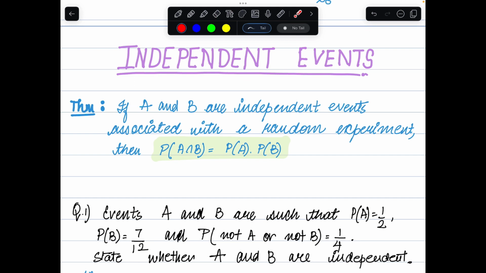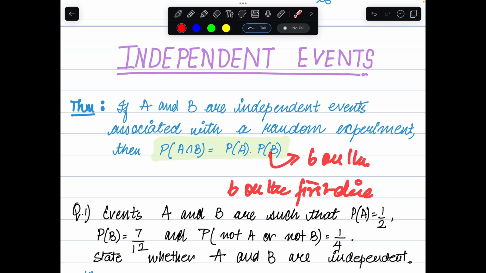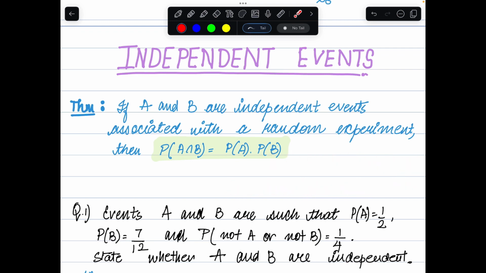Let us consider the random experiment to be rolling of 2 dice. So here, rolling 2 dice. Let A be the event of getting 6 on the first die, and B be the event of getting 6 on the second die. Now, when you roll 2 dice, does it anyhow affect the occurrence of 6 on the first die and the occurrence of 6 on the second die? No. So, simply we can say that they are independent.